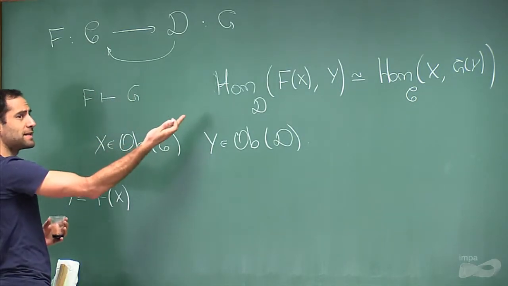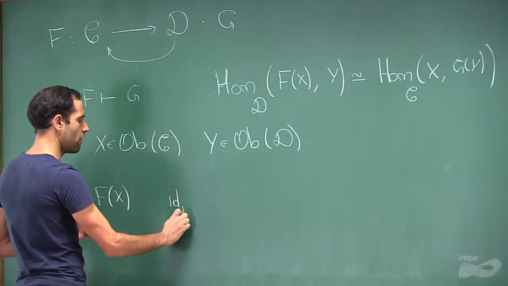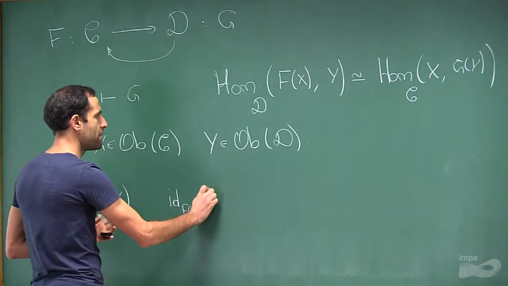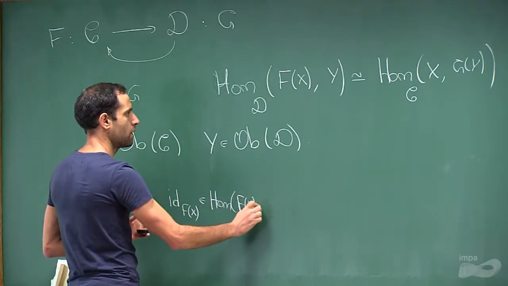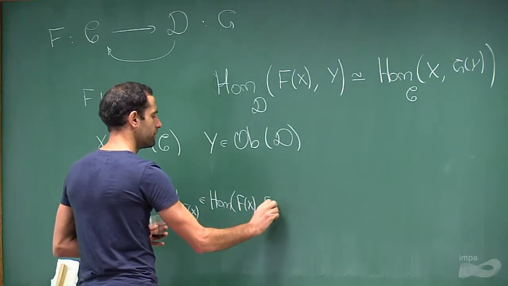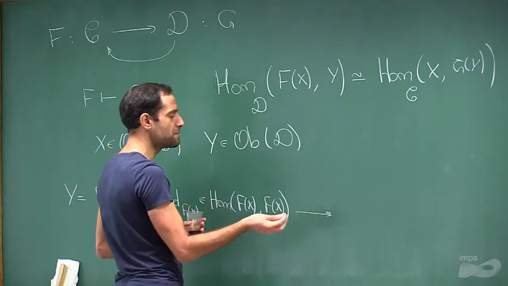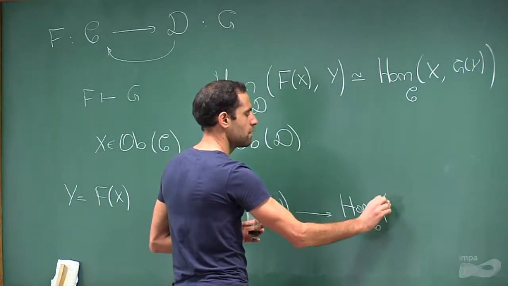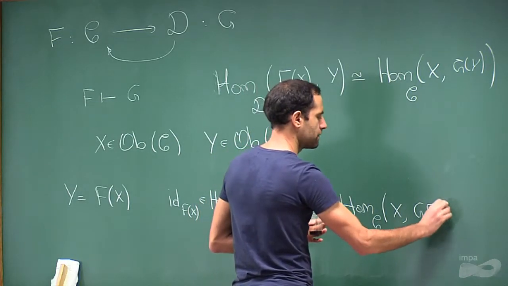then on the left-hand side, we had the identity of f of x. Right? This is an element in Hom, f of x, f of x. And under that isomorphism, it gives me an element in Hom in C from x into g of f of x.